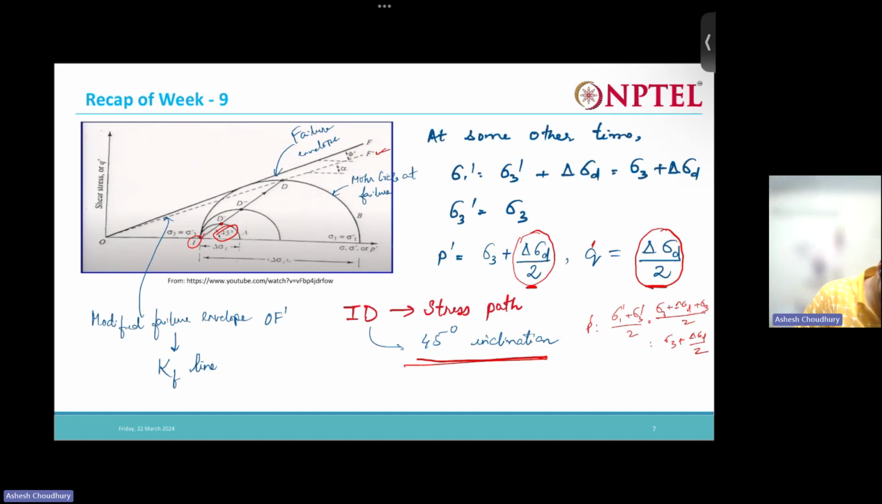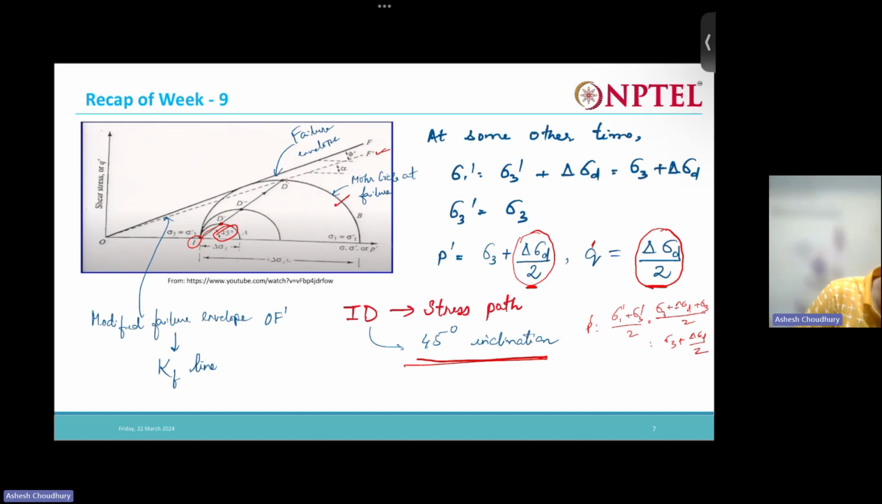So initially, as the test progresses, what is going to happen? The circle is going to get bigger and bigger, right? Because you keep on increasing the deviatoric stress, and finally a stage will come when the soil is going to fail, right? And that circle is this, the Mohr circle at failure.